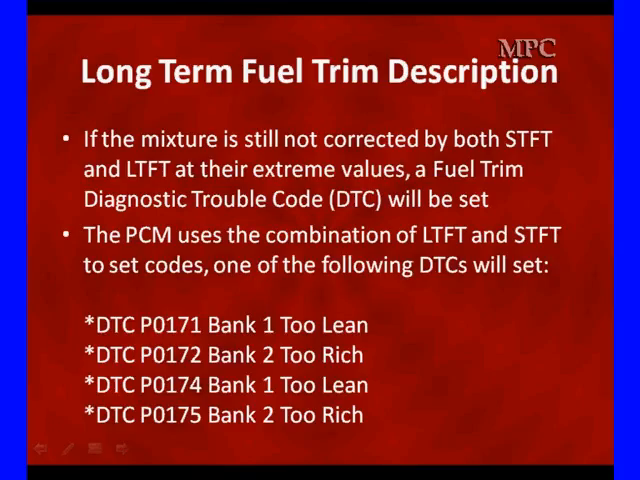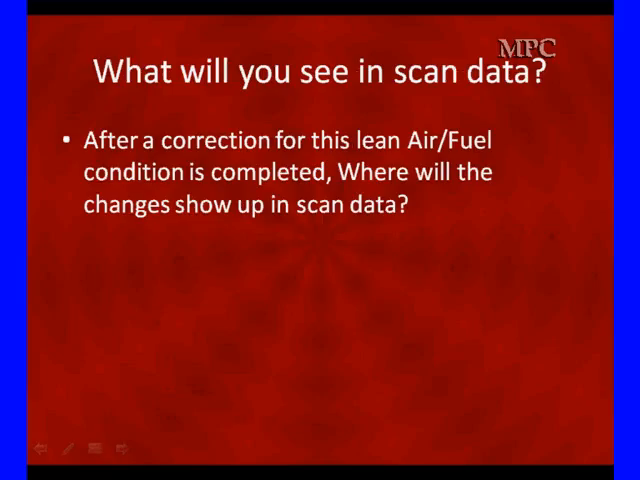You really don't know the condition of any of the sensors controlling fuel calculations, and you don't know how the O2 is looking. So let's talk about scan data. After this correction for a lean mixture has been made and completed, where will the changes show up in scan data? What are you going to look at, and what's going to be the clues?